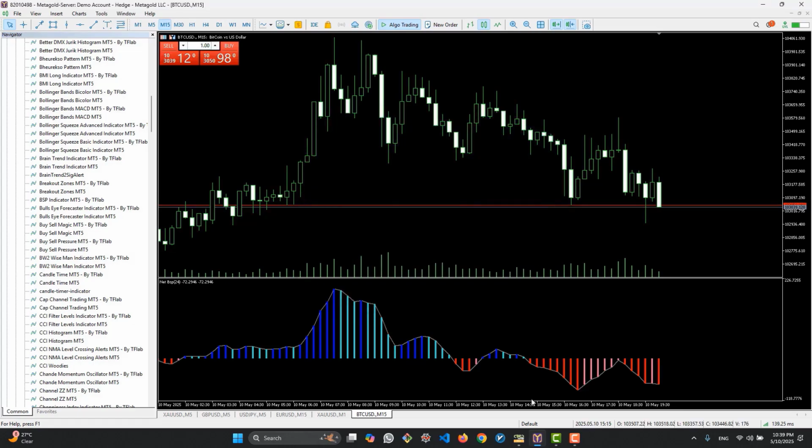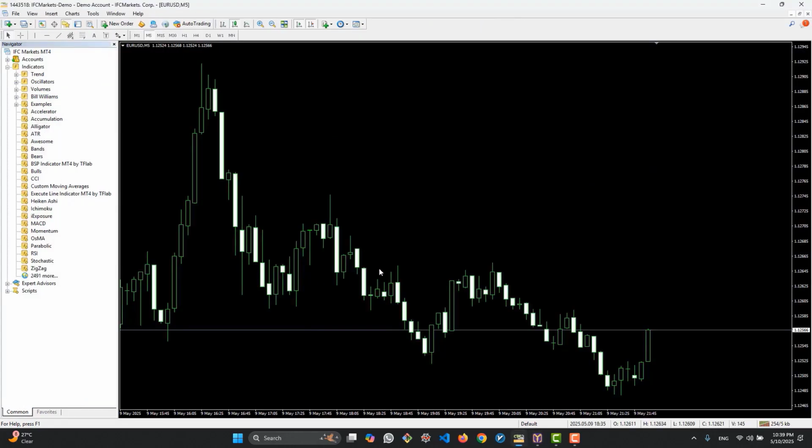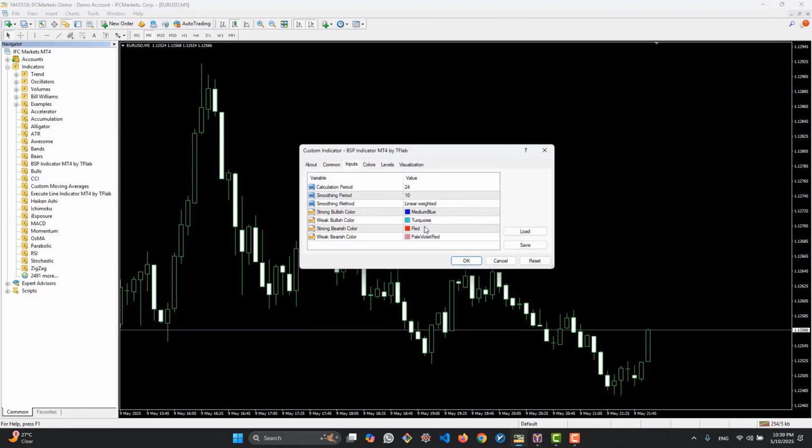You can also use the MT4 version of this indicator on the MetaTrader 4 platform. Here, the difference with the MT5 version is that we can actually change the colors of the histograms, specifically in the input settings.